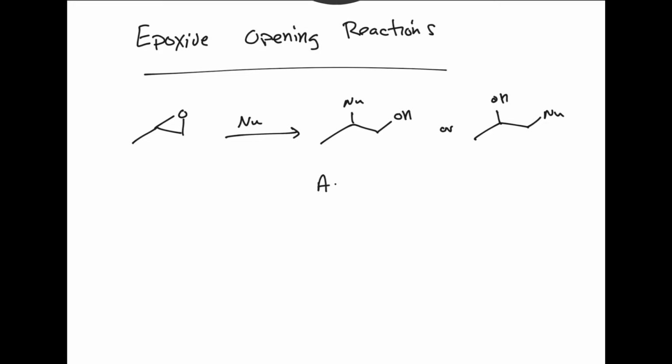So there are two ways to open epoxides. We can open epoxides under acidic conditions, or we can open our epoxides under basic conditions. Acidic conditions lead to the nucleophile being on the more substituted carbon. Basic conditions end up with the nucleophile being on the less substituted carbon. So let's talk about the acidic conditions in a little more depth.